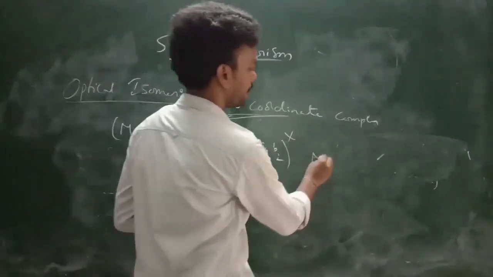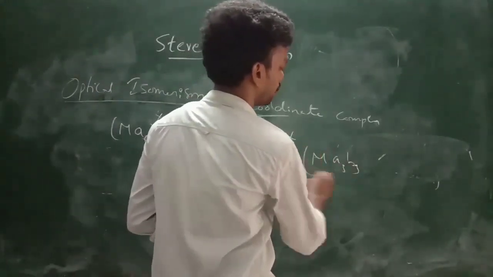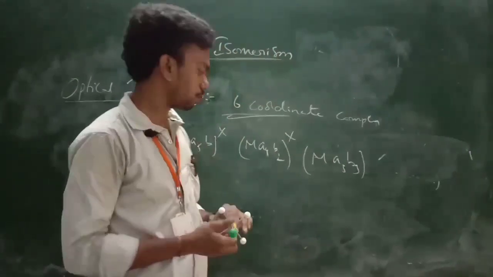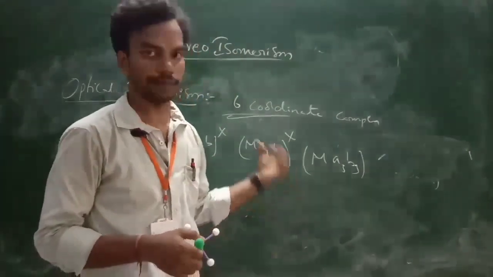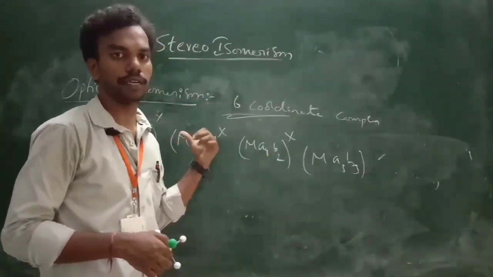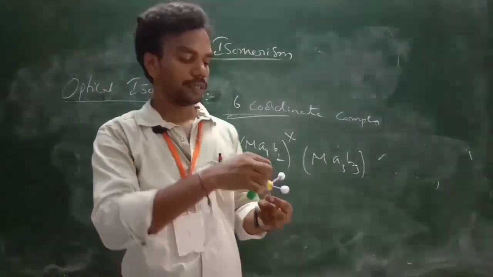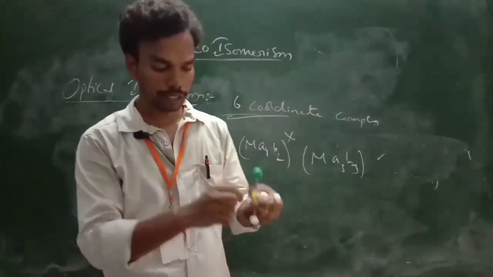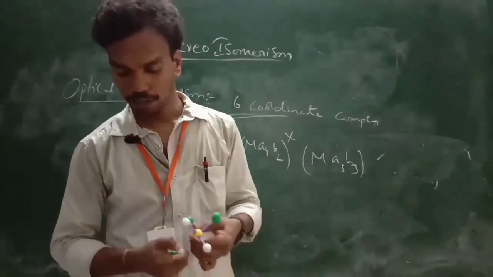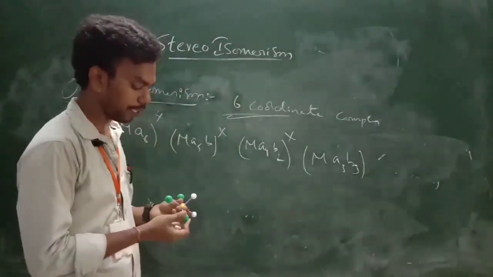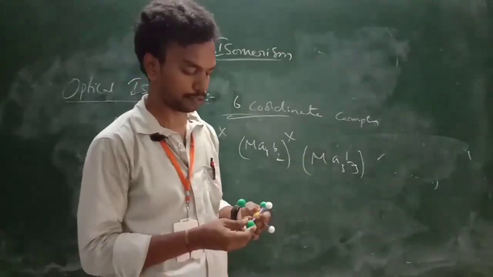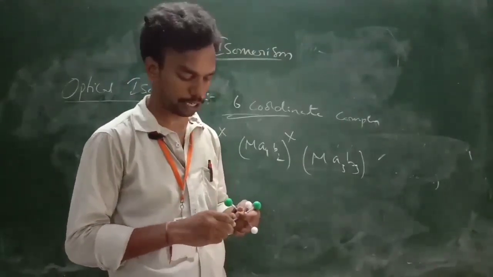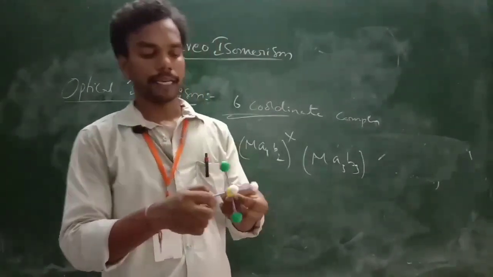Next, MA3B3, Co(NH3)3Cl3. Examples of all these complexes I have given in geometrical isomerism. Okay, you can see there. Next, three ligands having the same. So geometrical isomerism is exhibited by this complex, two types. One is facial, another one is meridional. I told you, na. Right.